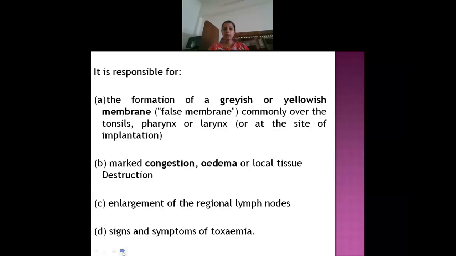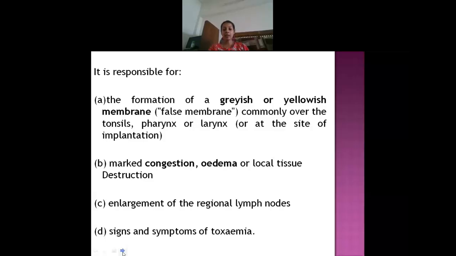Usually, there is formation of a membrane, as I told. This membrane is usually yellowish or grayish in color, and it is referred to as a false membrane. And usually, this membranous covering, which is yellow and gray in color, will form on your tonsils or in the pharynx region or in the larynx region. So, that is why, as the disease progresses, the patient can have breathing difficulty.